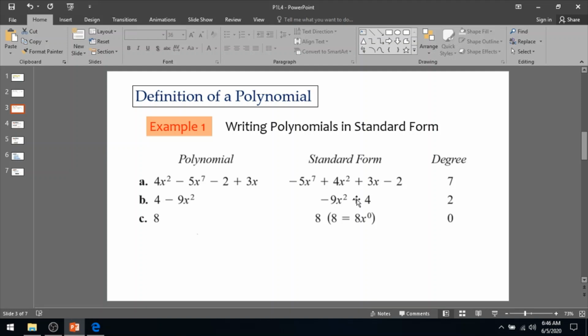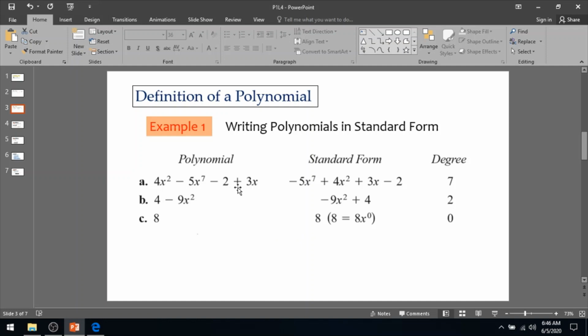Unsa man siyang standard form? Ang gipasabot ra aning standard form is that ang terms nimo sa imong polynomial dapat ang iyang exponents is in descending order. So that means from highest to lowest or largest to smallest exponent. So given the polynomials A, B, and C, 4x squared minus 5x to the 7 minus 2 plus 3x, and 4 minus 9x squared, and C, ang standard form ani niya atong i-rewrite ang kaning polynomial into a standard form.